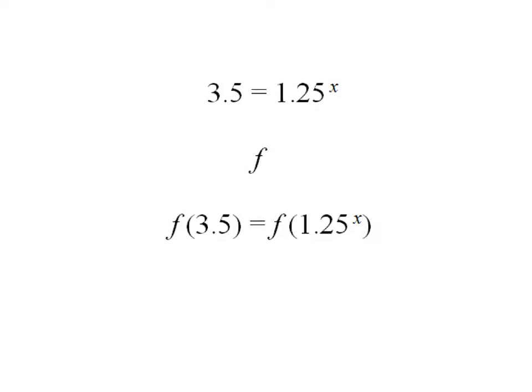First, note that we know 3.5 is equal to 1.25 raised to the x power. So this means that if we put 3.5 into any function and 1.25 raised to the x power into that same function, then the output of the function in both cases must be the same number, because a function can only send one input to one and only one output in order for it to be a function. Because 3.5 and 1.25 to the x power are equal to one another, then their outputs must be equal when we put each of them into a function.